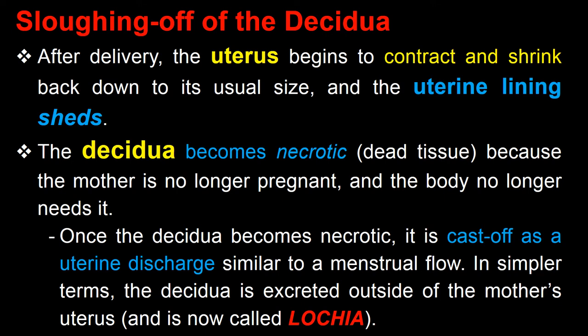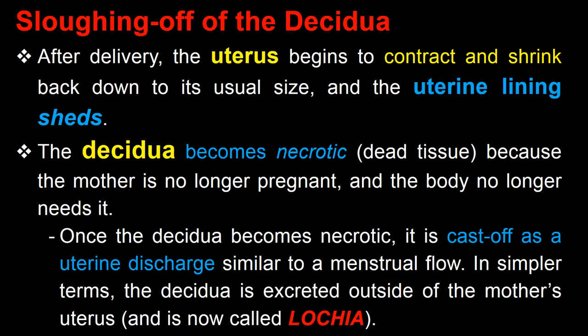Why does the body need to remove the decidua? Because the mother is no longer pregnant, therefore the uterus does not need to be very vascular. It no longer needs many blood vessels because it is not feeding a growing fetus. Therefore, the decidua should shed off because it is no longer needed. So what happens? The decidua becomes necrotic. It becomes dead tissue because the mother is no longer pregnant and the body no longer needs it.